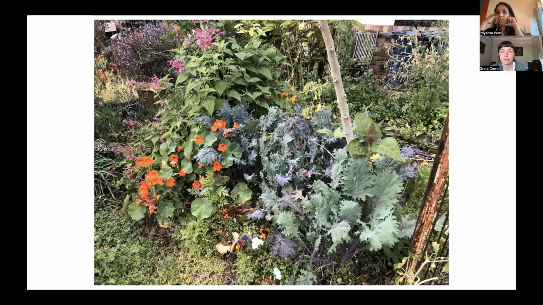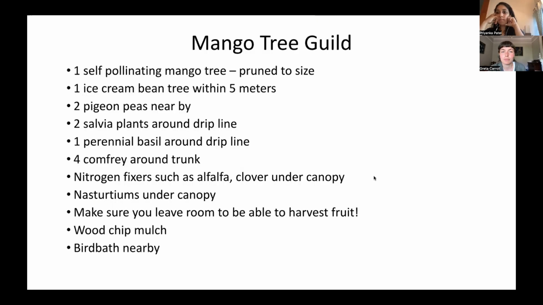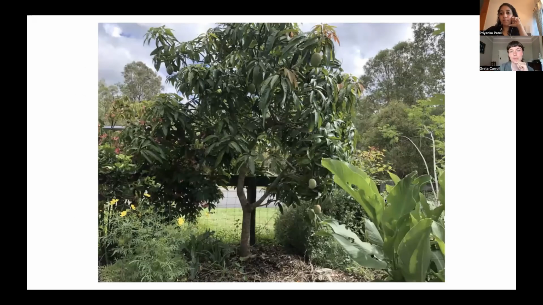that's just another quick little example. So next slide, please, Greta. I was going to use the Mango Tree Guild as an example because just about every book you read on food forest is an apple tree, which does not work in our climate very well. So I was going to go with the Mango Tree Guild. And next slide, picture of a mango tree.